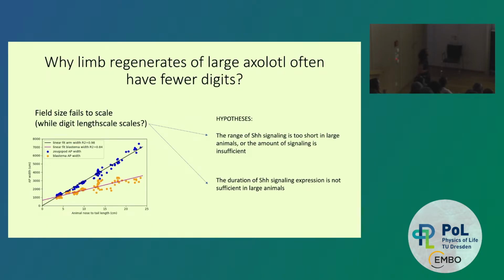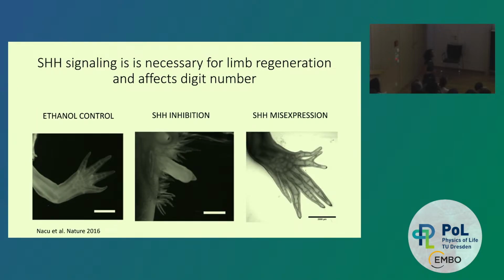So coming back to this aspect that the blastema size is not scaling with limb or body size, a question is whether the range of Sonic Hedgehog signaling is becoming too short in the large animals, and so whether the width of this blastema is basically limited by the range or the duration of Sonic Hedgehog signaling. And this is just to show that in axolotls, if you inhibit Sonic Hedgehog during regeneration, you inhibit digit formation, and if you overexpress Sonic Hedgehog, indeed, you get more digits.